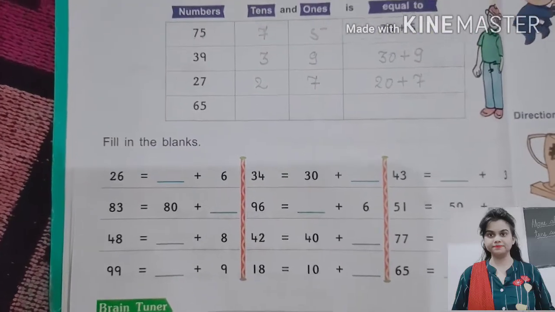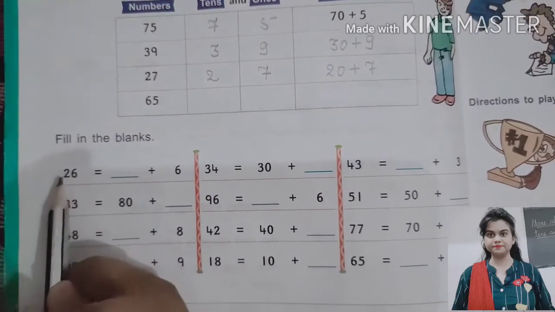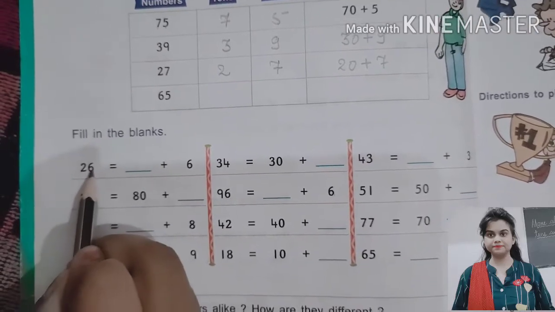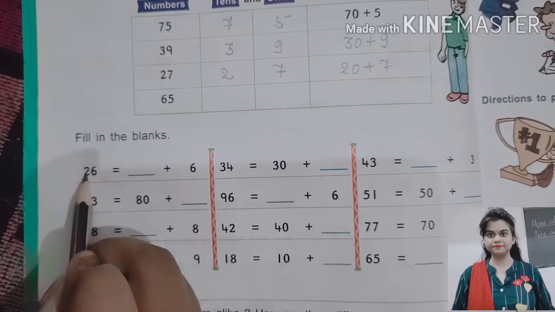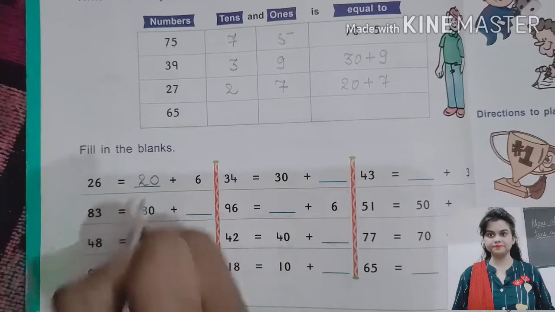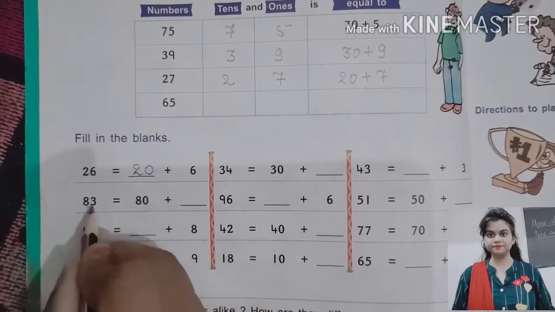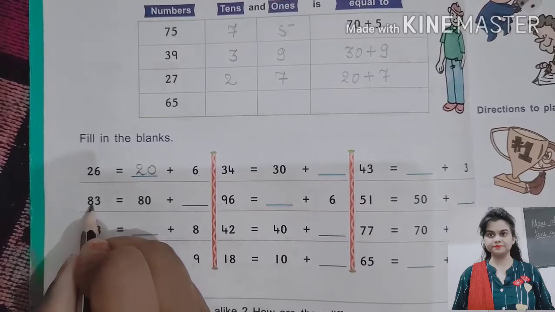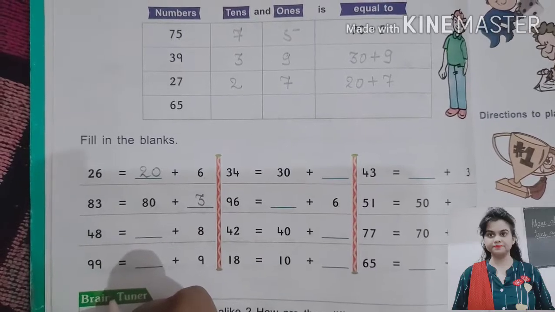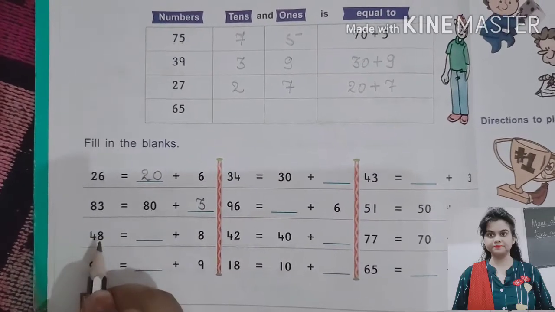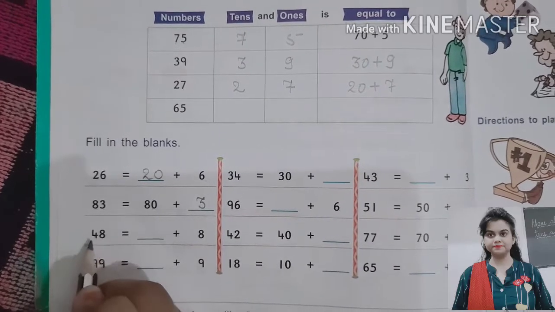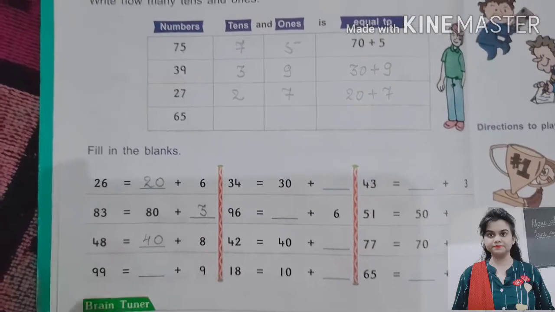See one more, fill in the blanks. Now here you have to write which number will come in the blank. 26. Here 6 is in ones place and 2 is in tens place. The value of 6 is 6 here. The value of 2 is 20. So write here 20. Next one, 83. The value of 8 is 80 and the value of 3 is 3 because it is in ones place. Next one, 48. 8 is in ones place, the value of 8 is 8 and 4 is in tens place, so the value of 4 is 40.